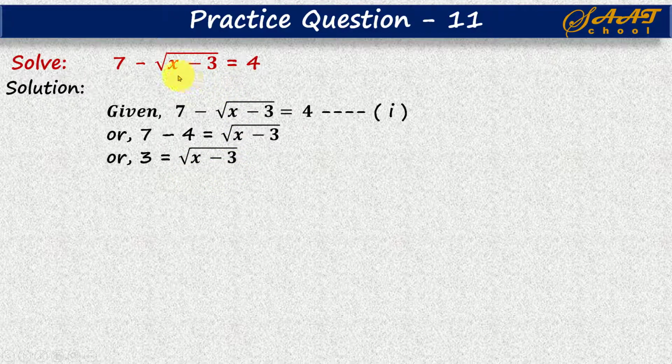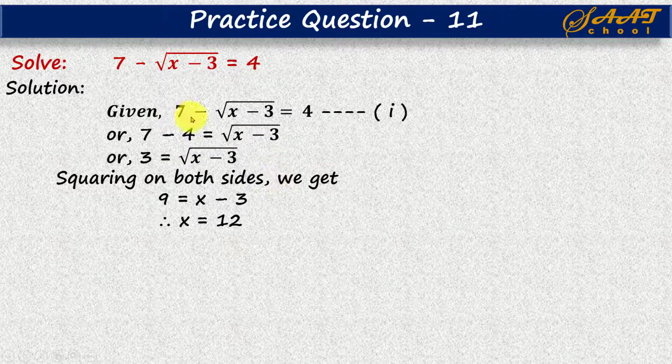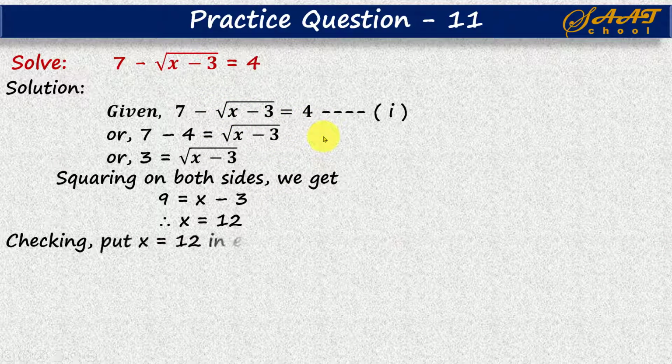Again, you have to shift the term containing the root to one side. Now here the order of the root is 2, that's why we square both sides. If you square, then the square of 3 is 9 and the square of this one is x minus 3. Then you get x equals 12. Now we check x equals 12 in the given equation, which is 7 minus square root of x minus 3 equals 4. So we put the value x equals 12 in the given equation, that is equation 1.